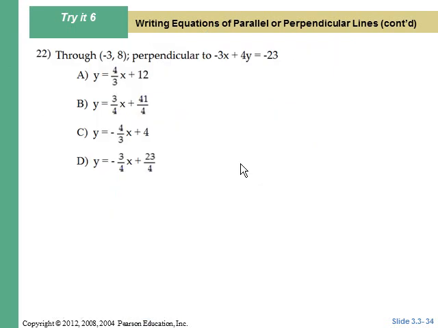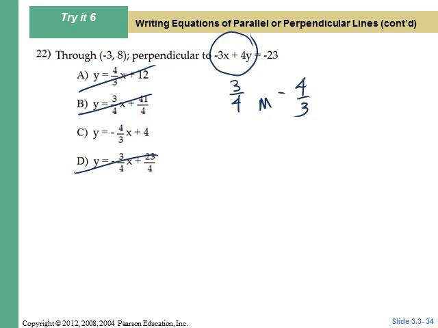All right. Try this one. Since it's perpendicular, we're going to take the slope of this one, which is 3/4, and make it the negative reciprocal, -4/3. So our line is going to have the slope of -4/3. It's not this one, or this one, so it's got to be C.